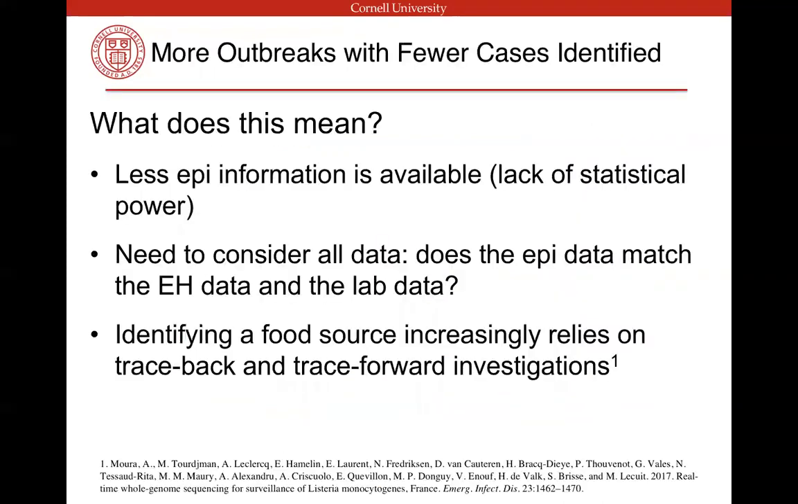So what this all means is that we're going to have less epidemiological information just because we have fewer cases, because we're detecting outbreaks much sooner than we used to. As a result, that gives us a lack of statistical power. So the epi information is still critical, but it also means we need to consider all data. Does the epi data match the environmental health data, and do both of those match the lab data? Identifying a food source increasingly relies on these trace back and trace forward investigations and oftentimes environmental sampling.